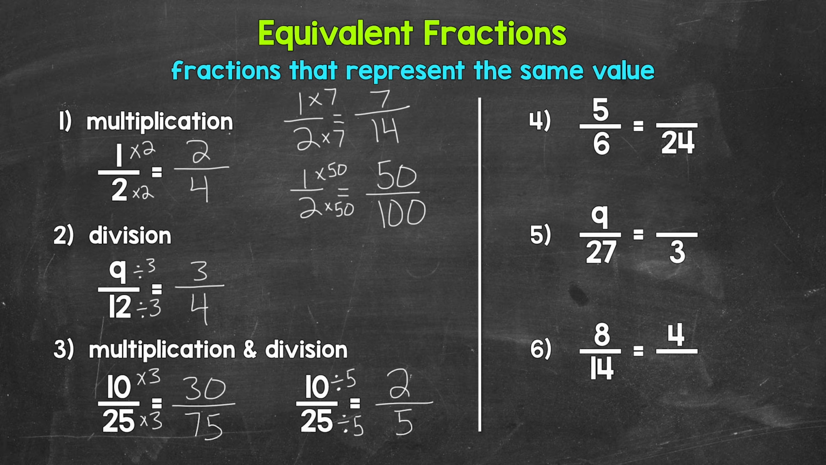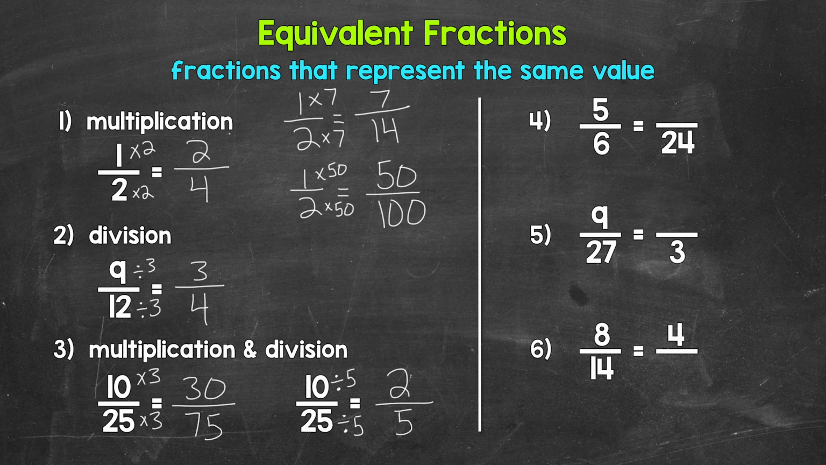These are equivalent fractions. Let's move on to numbers 4, 5, and 6, where we are given part of an equivalent fraction and we need to find the missing number. We will start with number 4, where we have 5/6 equals what over 24. So we need to figure out our missing numerator here.